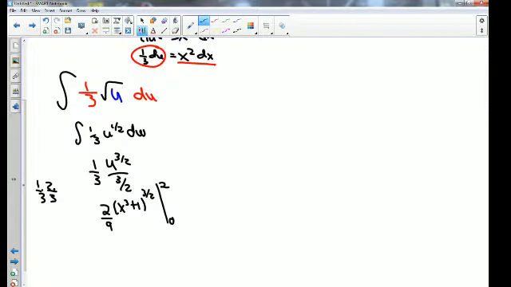Okay, now we can evaluate this as we always do. So 2/9. And then this would be plug 2 in, right? You get 9. If I plug 0 in, do I get anything? Yeah, I do.